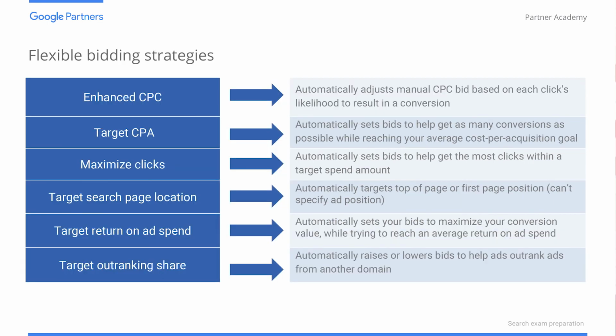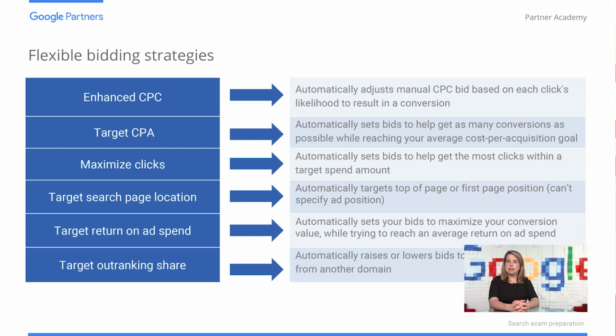Flexible bid strategies. These are more advanced bidding options which automatically set bids to optimize performance based on different advertising goals. Flexible bid strategies provide automated bidding at the right time. Maximize clicks automatically sets bids to help get the most clicks within a target spend amount. Target search page location automatically adjusts bids to help get ads at the top of the page or to the first page of the search results.